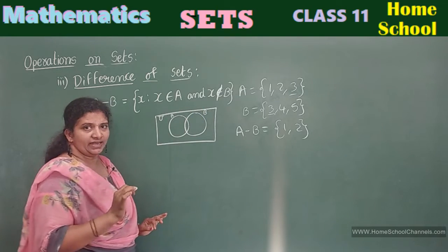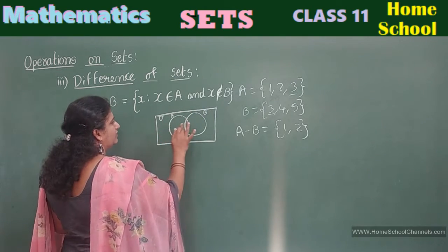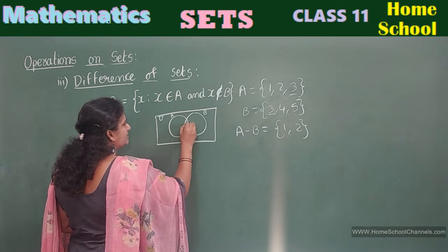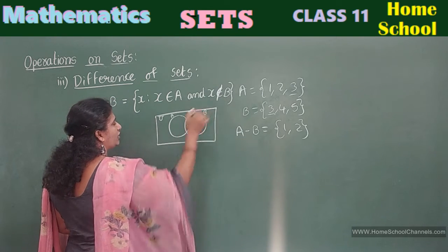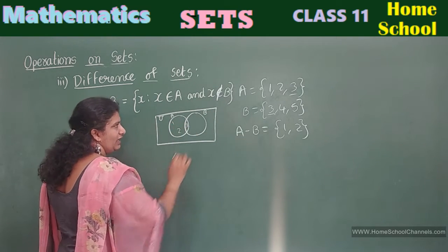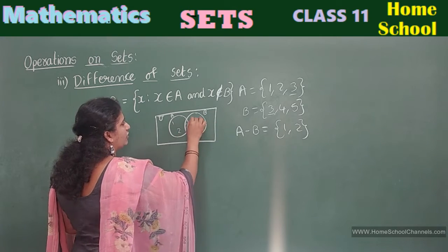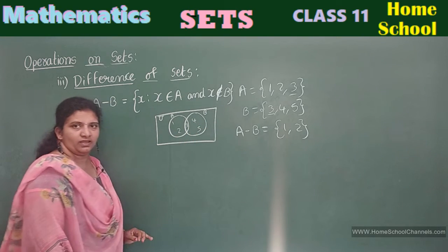First, when you are doing a Venn diagram, put the common elements right here. Common elements means 3 here. Other than 3, what do you have in A? 1 and 2. And in the B set, other than 3, what do you have? 4 and 5 here.